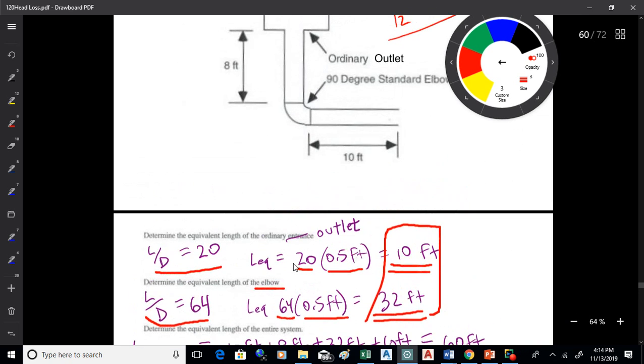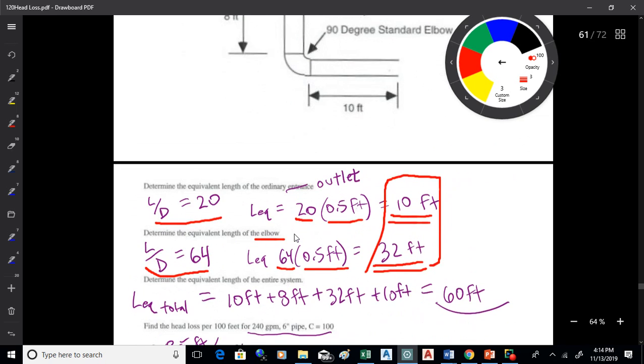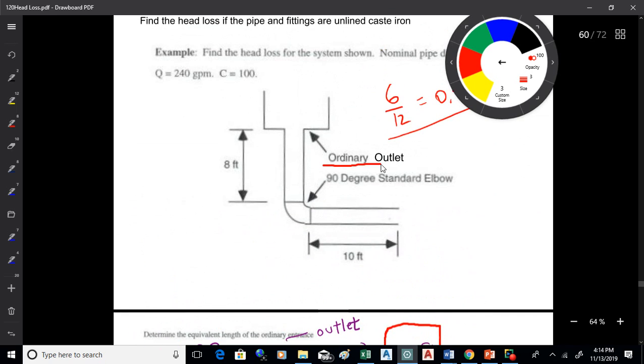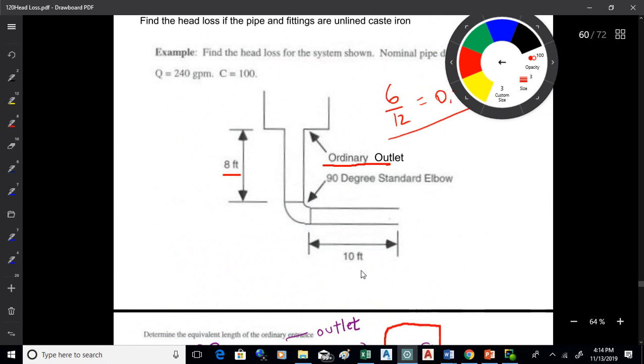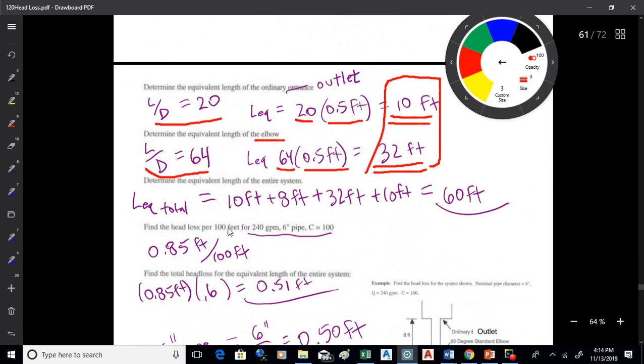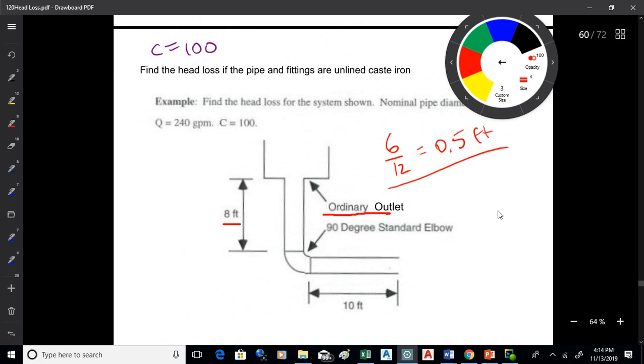So now I want to find the total equivalent length for the system. I've got 10 feet for the outlet, 8 feet for the first run of pipe, 32 feet for the elbow, and then 10 more feet for the next run of pipe. So I just take those 4 lengths. 2 of them are equivalent lengths for the fittings, the 10 and the 32. The other 2 are actual lengths of pipe, 8 and 10. Add them all up, and I get a total of 60 feet. So this system has the same head loss as 60 feet of pipe.